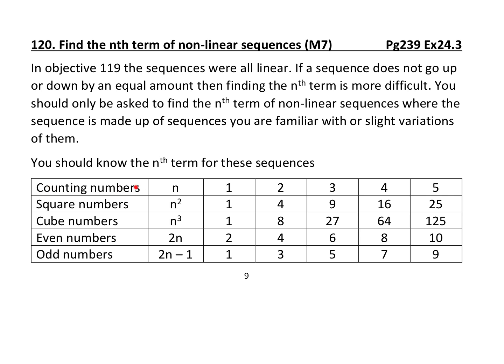So the counting numbers, 1, 2, 3, 4, 5, that's basically the term number, that's called n. I've gone through this in a previous objective, I think it's 117, you can go back if you want more explanation. The squared numbers, the nth term is n squared. Cubed numbers, the nth term is n cubed. Even numbers, you multiply the term number by 2, so 2n. And the odd numbers is 1 less than the even numbers. So if the even numbers is 2n, odd numbers is 2n minus 1.